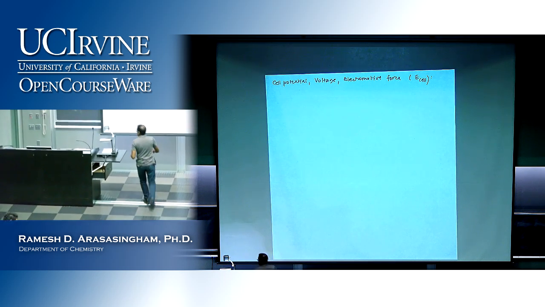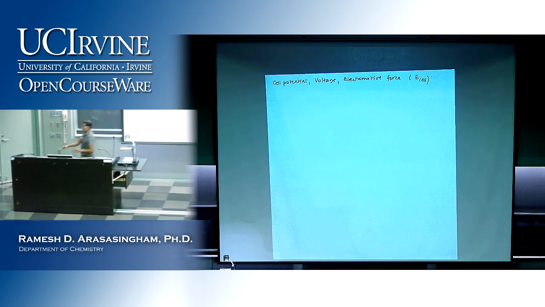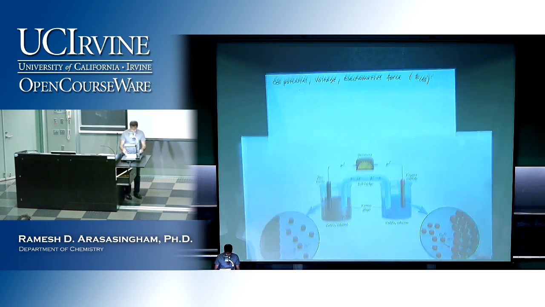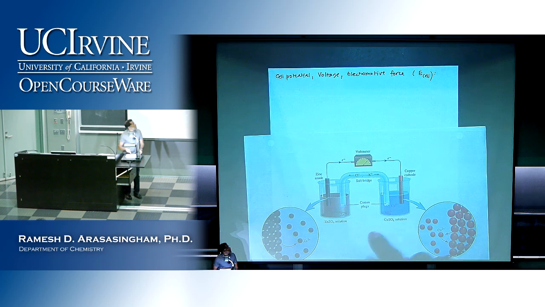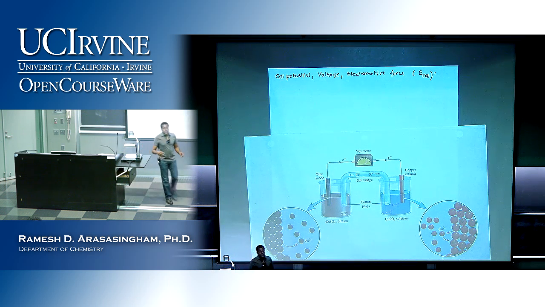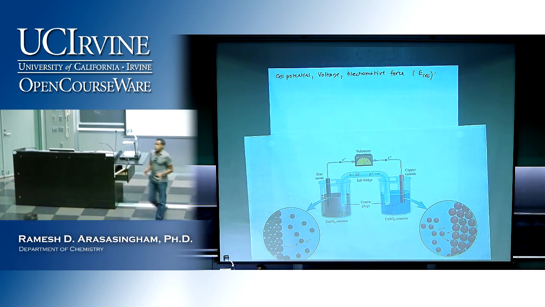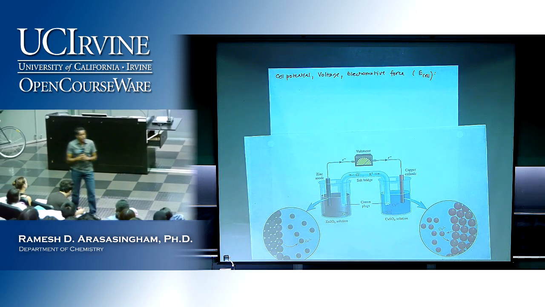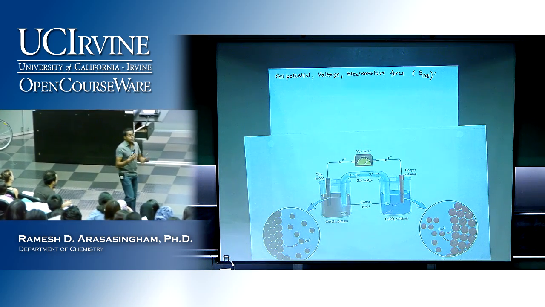Now remember, whenever we set up a galvanic cell, like the one shown here, we said that we attach a voltmeter and we measure the voltage. So at time equals 0, the instant you started and if you complete the circuit, the voltage that you measure will be the cell potential.